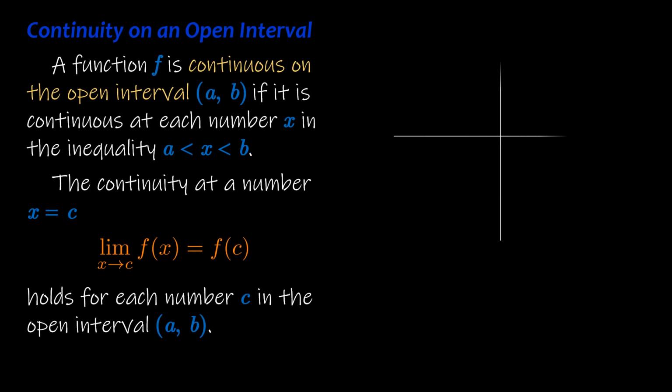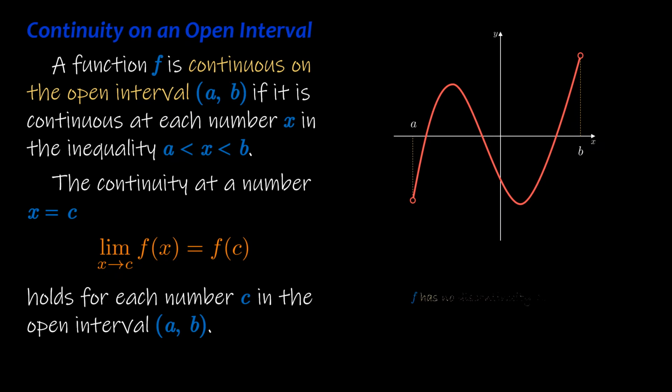The figure on the right illustrates the concept of continuity on an open interval. The graph of y equals f of x is continuous on the open interval (a, b) if f has no discontinuity, hole, jump, or gap at any number between x equals a and x equals b. The holes on the graph of f at x equals a and x equals b indicate that they are excluded from the open interval (a, b).